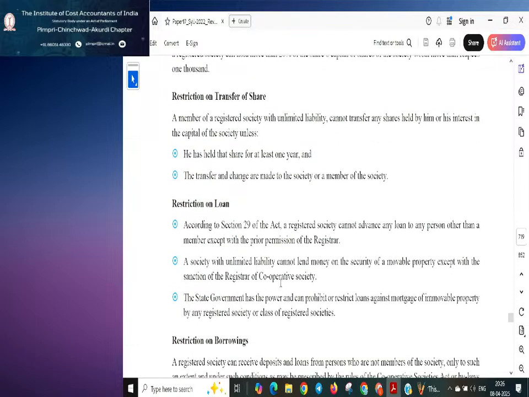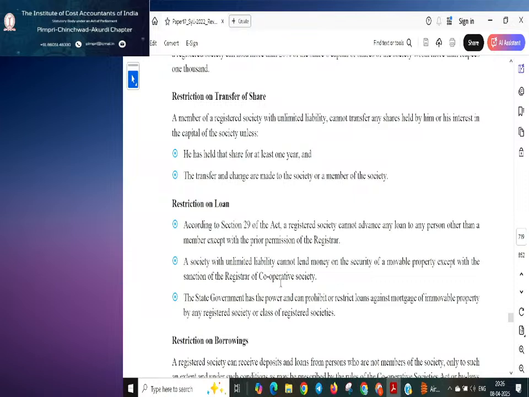Then, a restriction on loan. How about loans? According to section 29 of the Cooperative Societies Act, a registered society cannot advance any loan to any person other than a member. If they are going to give it to a non-member, then it needs to be authorized or permission needs to be granted by the registrar. If not, they are only going to lend money to the members.